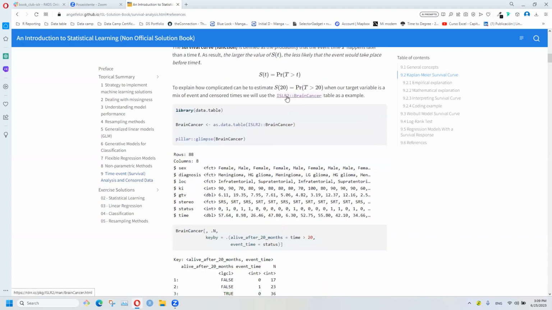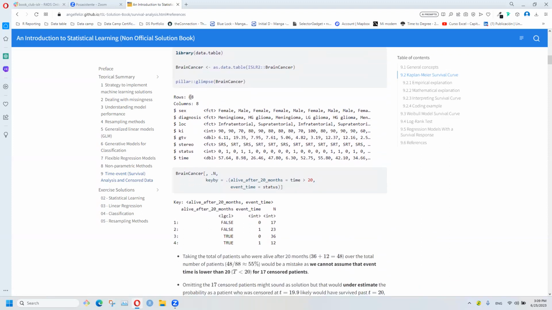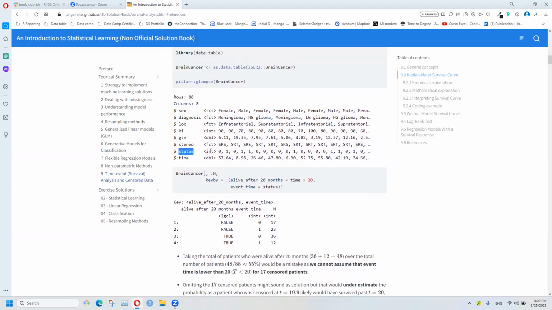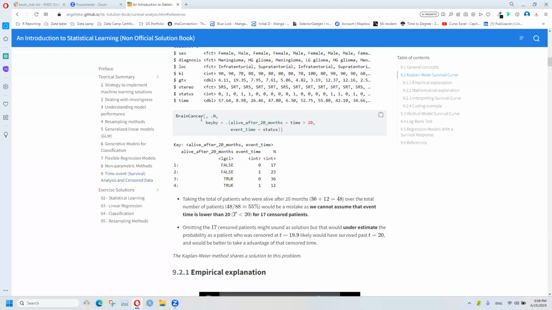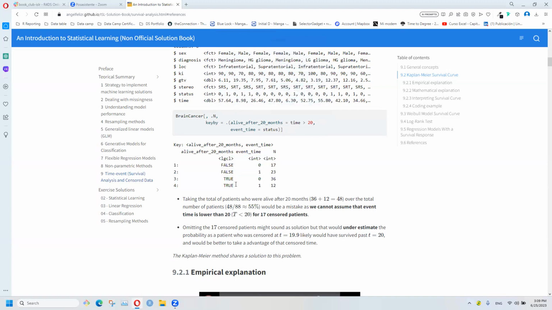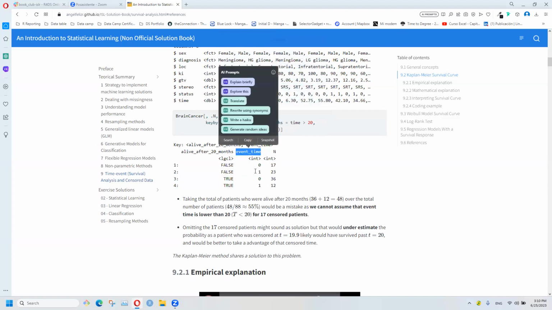And they have this example using the brain cancer data. So we have 88 observations and 8 columns. We have the time and the status, that is our delta, and also other variables to explore. Here we make just a simple count: we are checking if the time is greater than 20 or not. That's the first check. And also we want to check if we see the censoring or the event time.